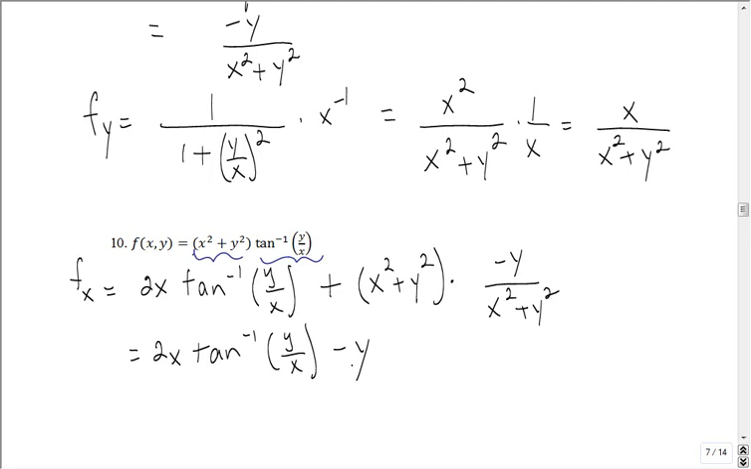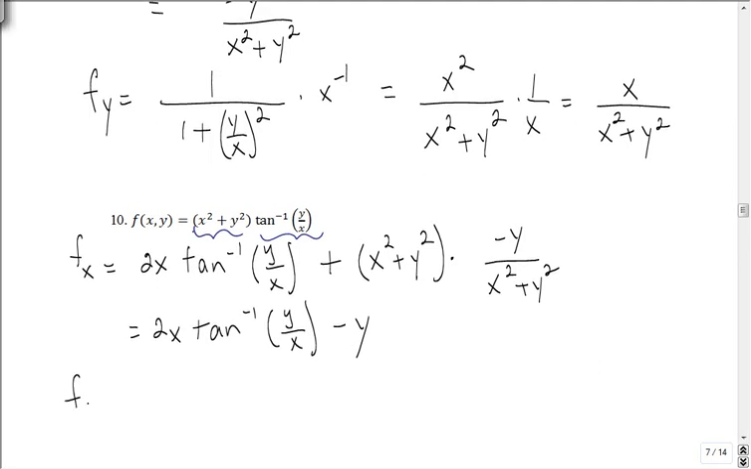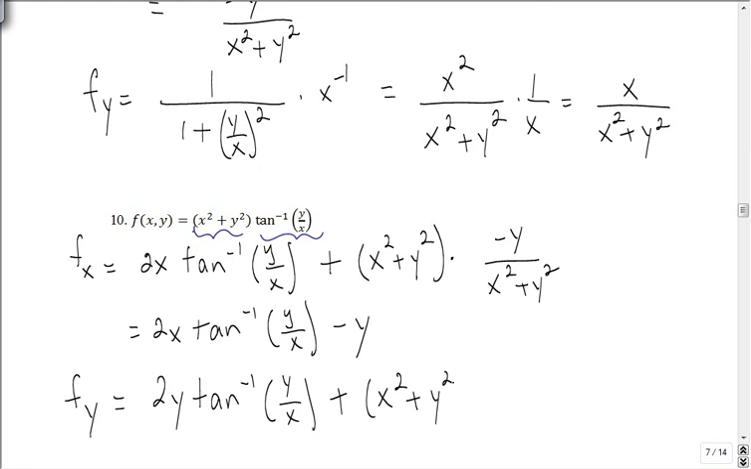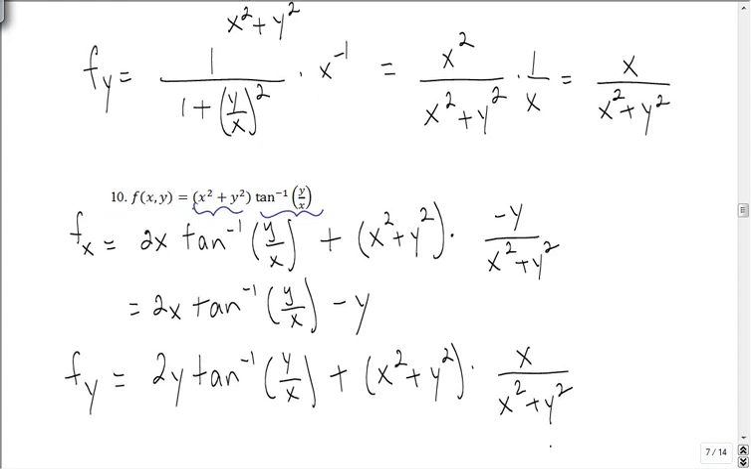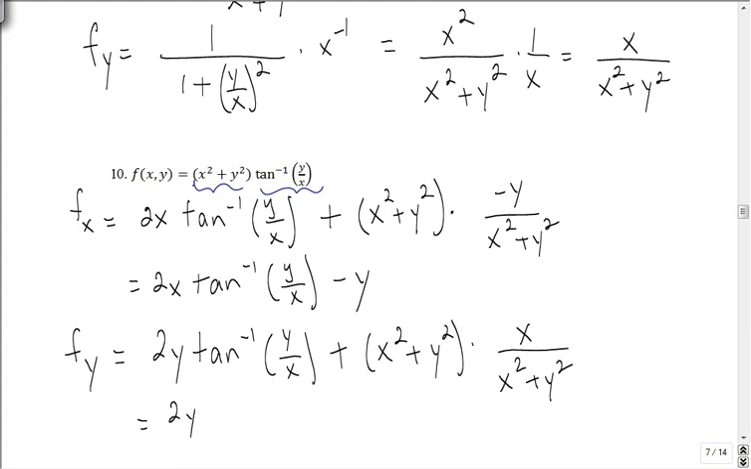Let's do this. Let's do the other one now. The other first partial, f with respect to y. Do the same thing. What is the partial derivative of the first function with respect to y? 2y times the second plus the first times the second with respect to y. We just did that to get x over x squared plus y squared. And this leaves us with 2y tangent inverse y over x plus x. Sweet.